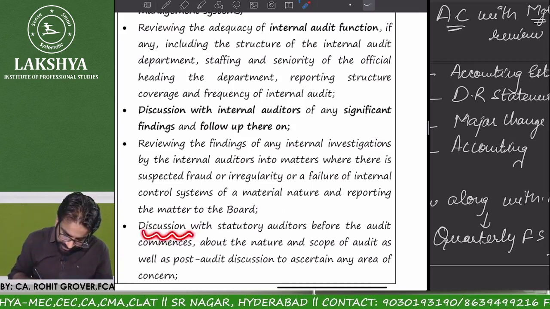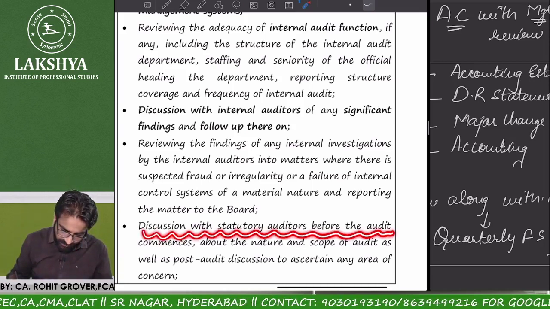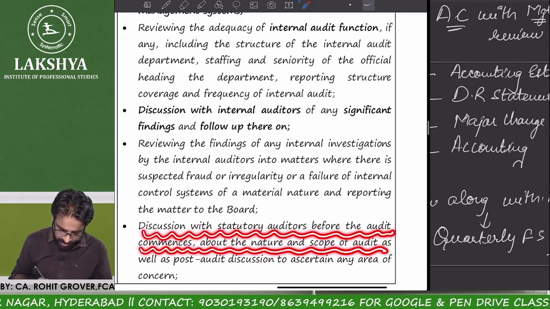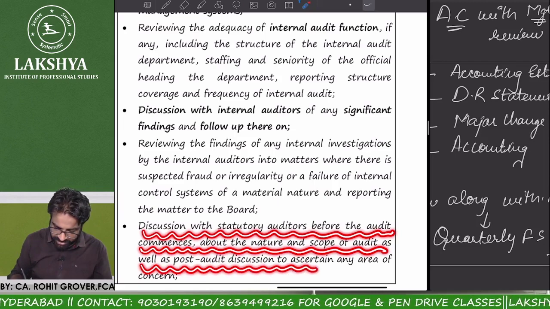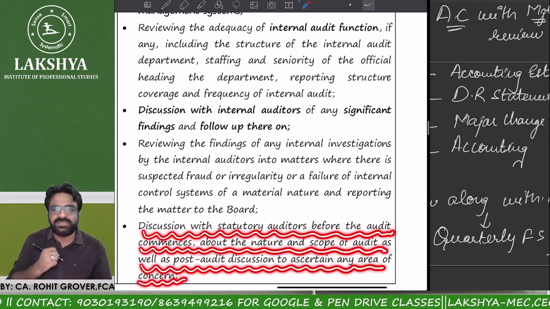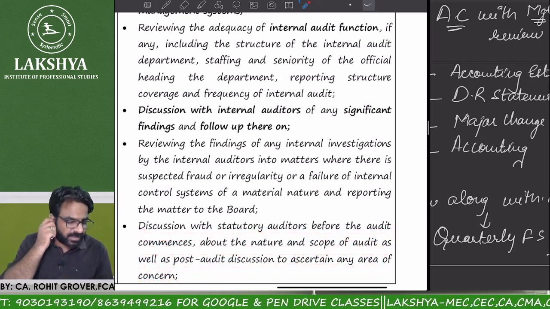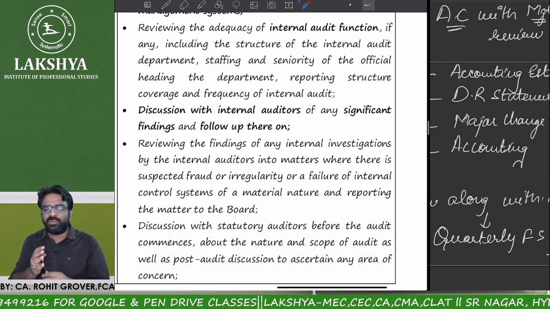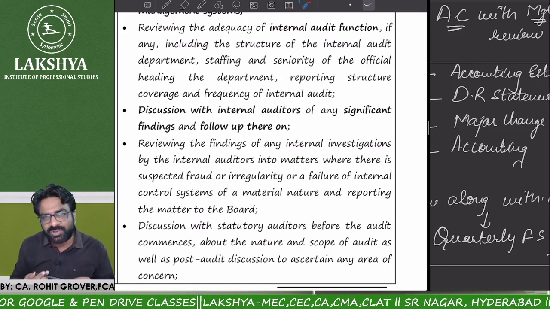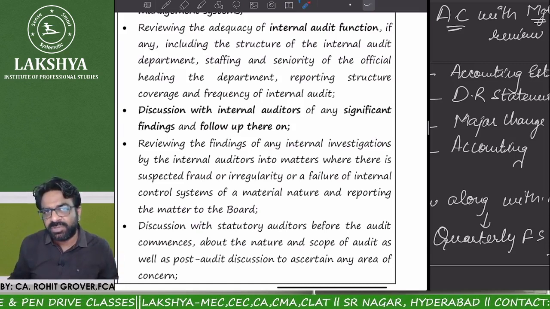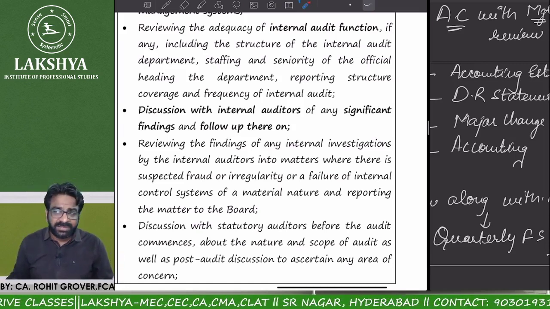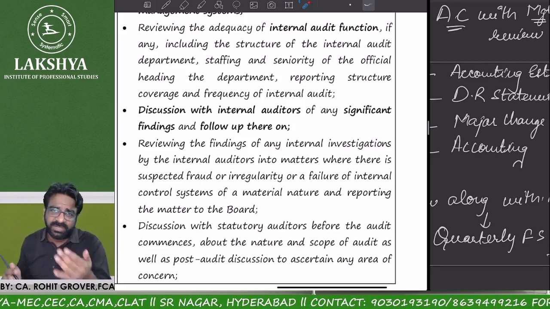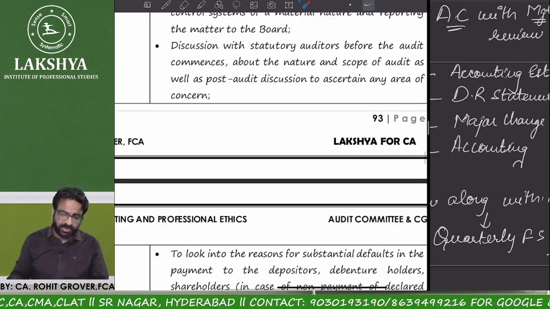And discussion with the statutory auditors before the audit commences about the nature and the scope of audit, as well as post-audit discussions to ascertain any area of concern. What should be the nature of the audit, internal or external? What should be the scope, what you can do, what you can't do, all those things the statutory auditor needs to discuss with the audit committee. These are pre-audit matters. Then post-audit concerns, if any, will also be discussed with the audit committee.